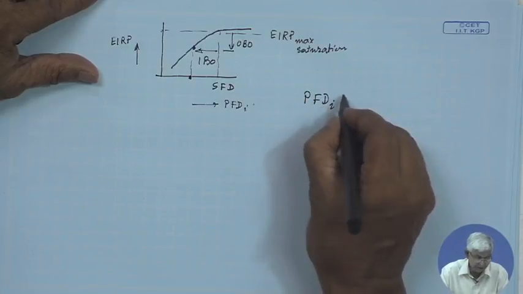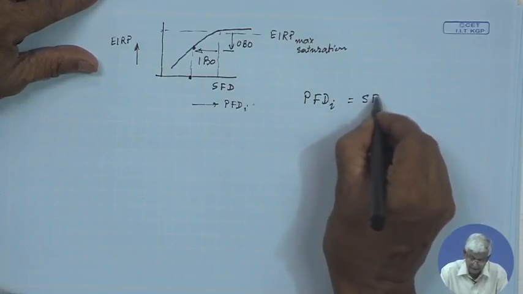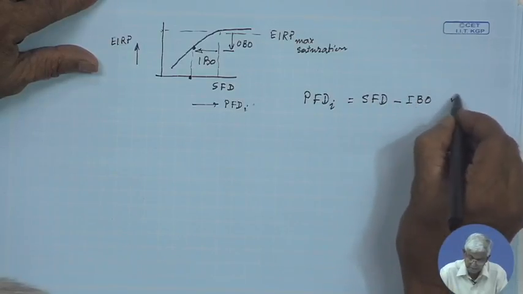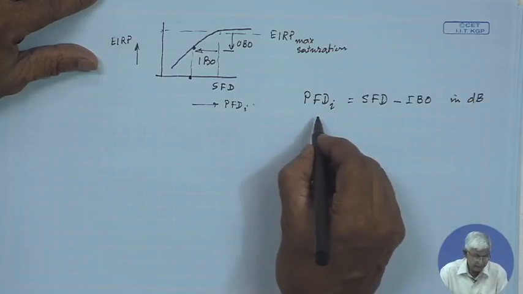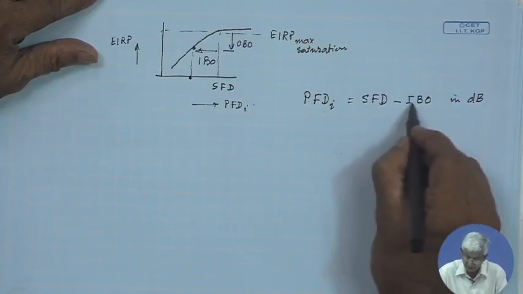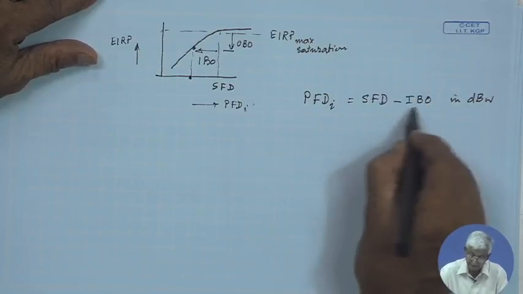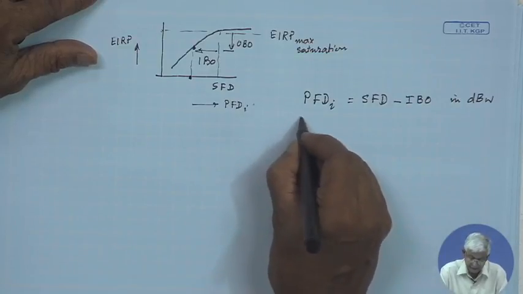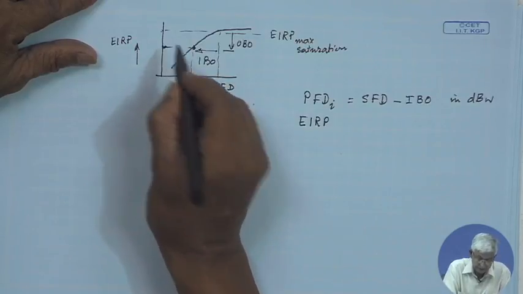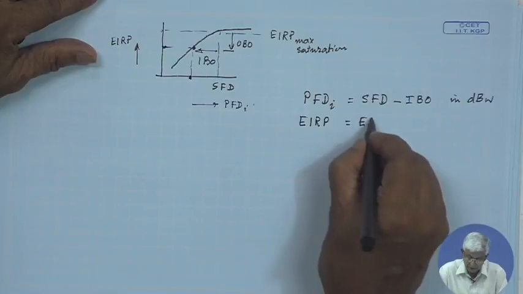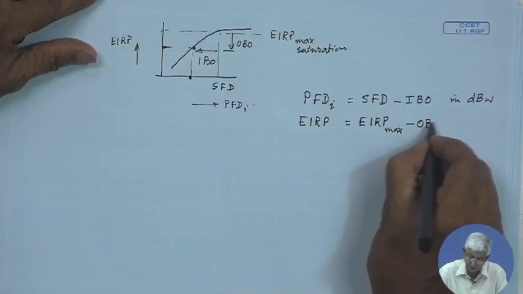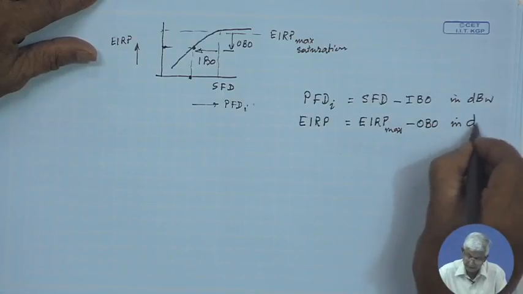And let us recollect, the PFD operating point at the input is SFD, saturation power flux density, minus input back off in dB. Sorry, this will be in dBW. Input back off is in dB. And then the EIRP operating point is equal to EIRP max or EIRP saturation minus output back off in dB. Since it is EIRP, it is dBW.